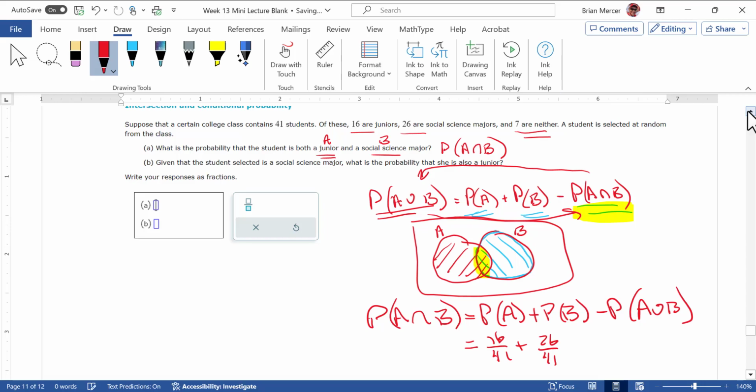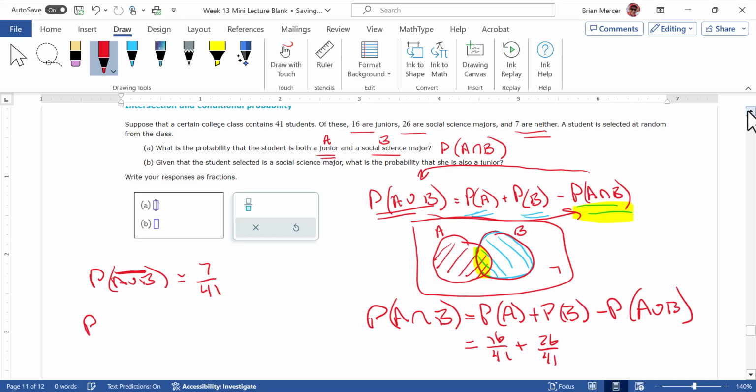Think about Venn diagrams for a minute. That means 7 is outside here. And so the complement of that, thinking about what you know about complements, what that means is the probability of A union B complement, that's a notation we use for the complement, is 7 out of 41.